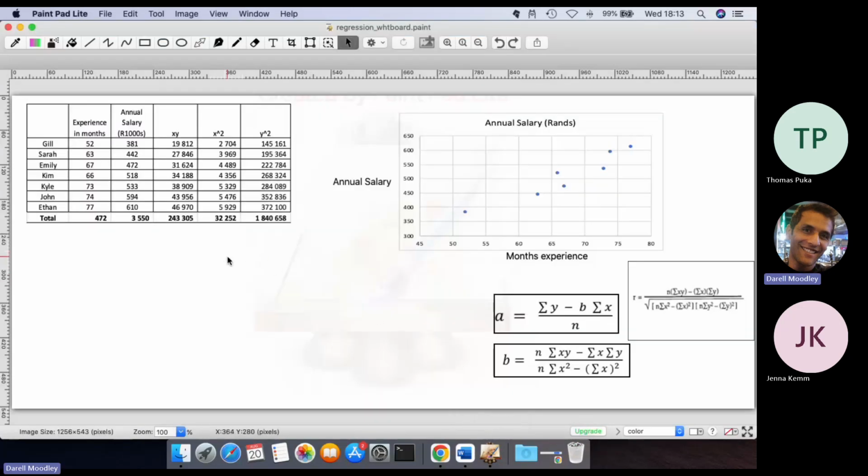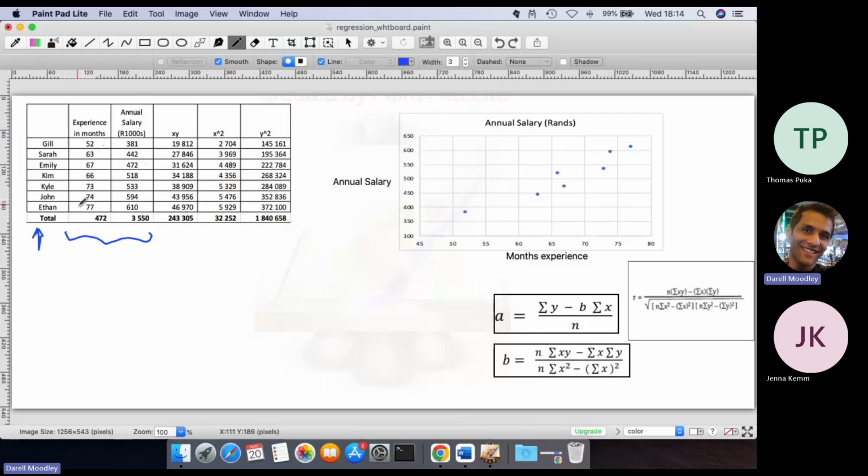All right, so now let's look at a problem that you can expect to have in your exam and your second assignment. So in practice, you will be given, let's just say, 2 columns. You don't really need to know the names of these people. So what this table is telling you is the first person has 52 months of experience and their salary is 381,000 Rand because the salary is measured in thousands. The next person, Sarah, has 63 months of experience and she gets 442,000 Rand, etc.